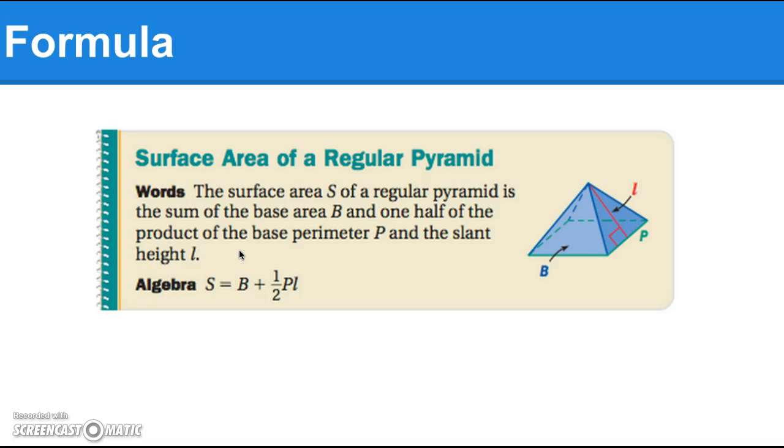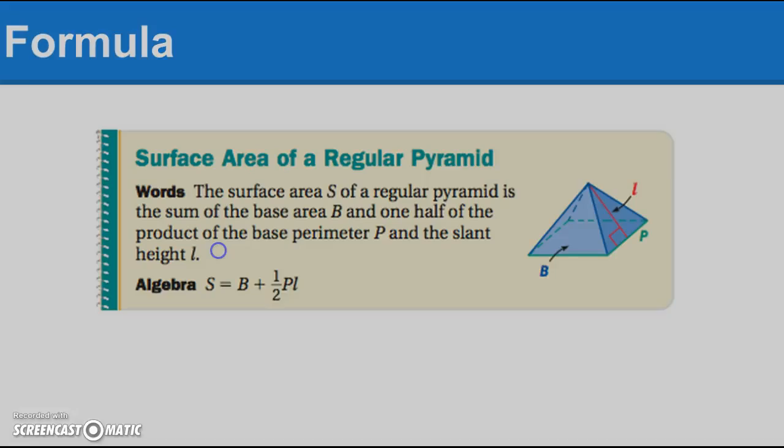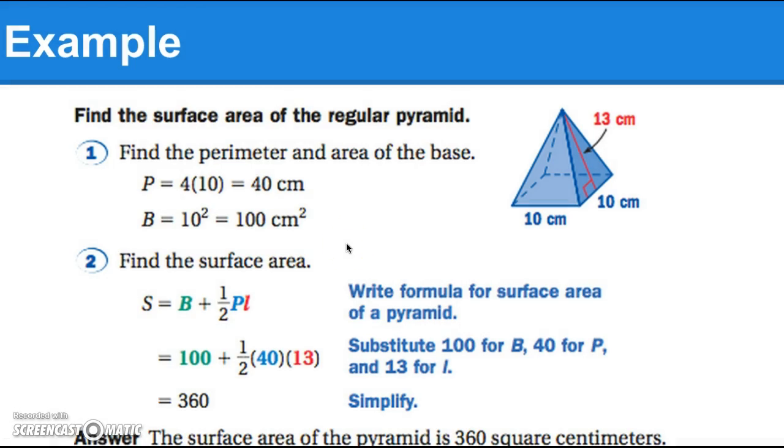I still have lots of students trying to give me a side length for the base or a side length for the perimeter, and it's not. It's an area and it's a perimeter, so we have to keep that in mind. So here's an example of a problem that you'll see. It says find the surface area of a regular pyramid. Again, this is a square on the base, just like those others that we've seen.